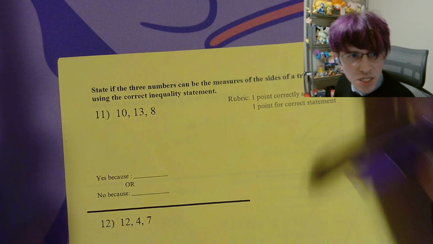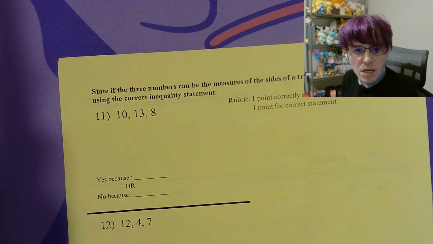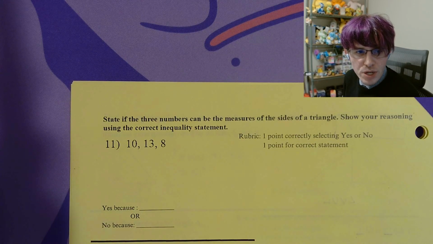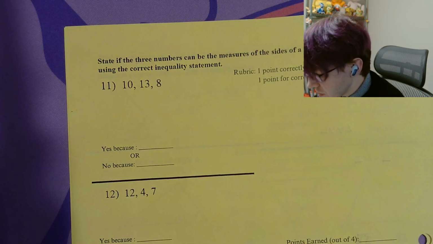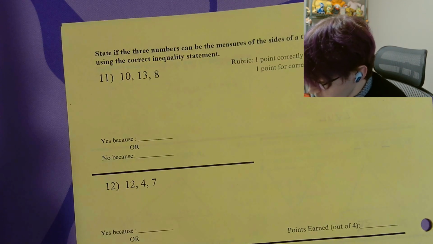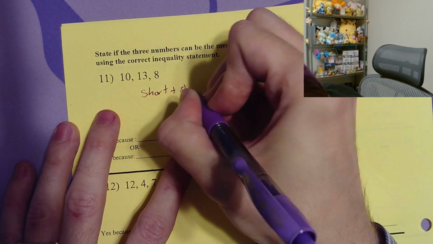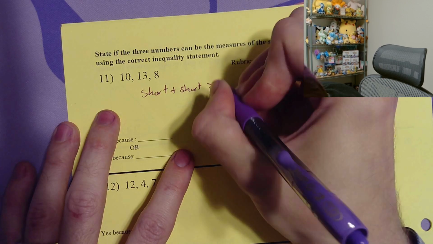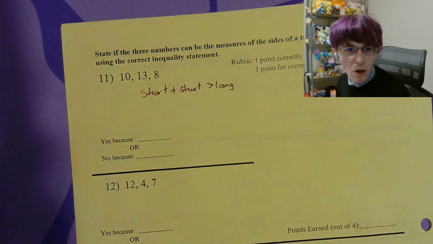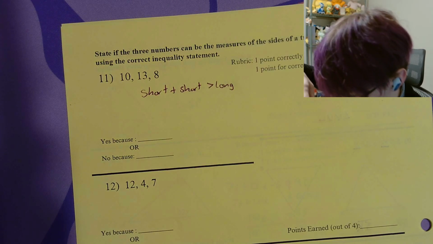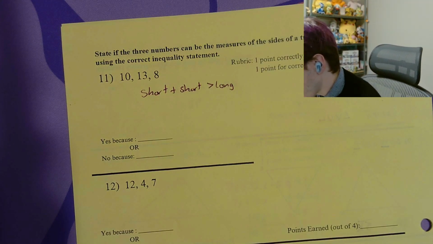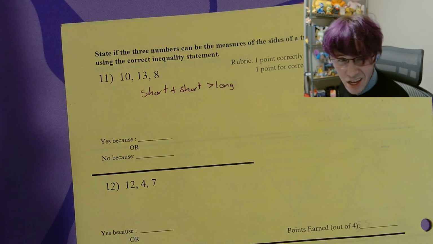Question number 11, it says, state if the three numbers can be the sides of a triangle. Show your reasoning using the correct inequality statement. The idea is very straightforward on these. We have to know that the short plus the short has to be bigger than the long. Small plus small greater than big. By the way, if two things are the same size, it's okay. If they're both shorts or if one's long and one's short, life goes on.